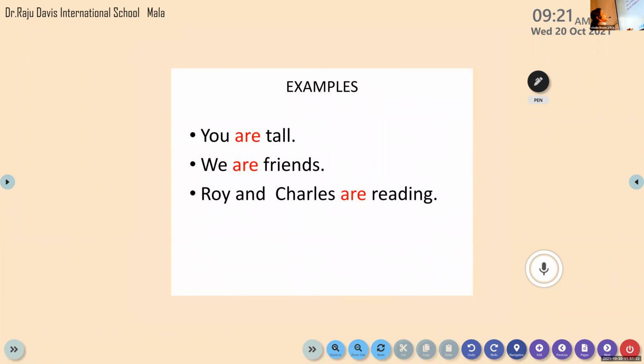Now here are a few examples for you. You are tall. We are friends. Roy and Charles. So there are two people here. Roy and Charles are reading. So when we're talking about more than one, that is many, we use are. Okay. So this is all about the usage of am, is and are.